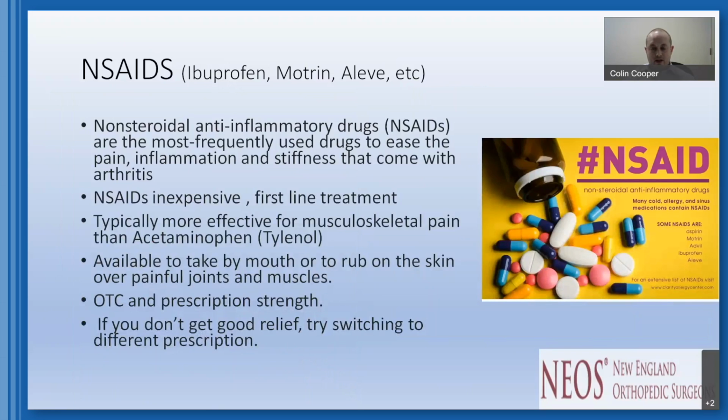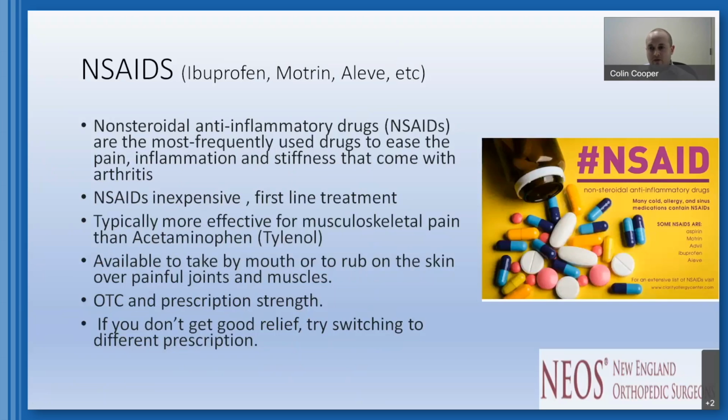The go-to medication, if you can take it, is NSAIDs, which stands for non-steroidal anti-inflammatory drugs. Some common NSAIDs, which you've probably heard of or taken, include aspirin, Motrin, Advil, ibuprofen, and Aleve. These medications work by decreasing the pain, inflammation, and stiffness associated with joint pain and meniscal tears. They're inexpensive, first-line treatments, and many forms are available over the counter.